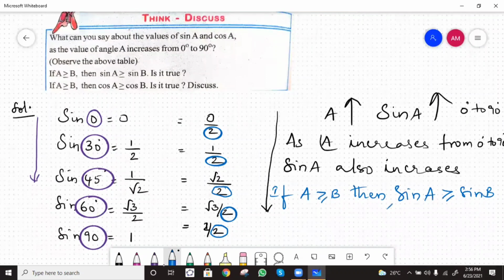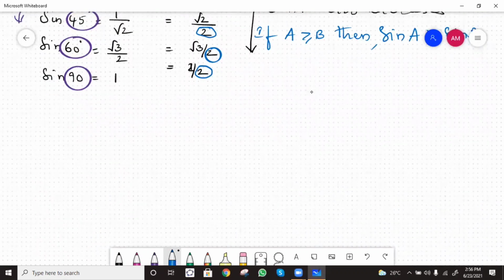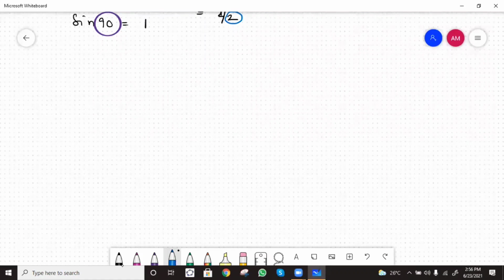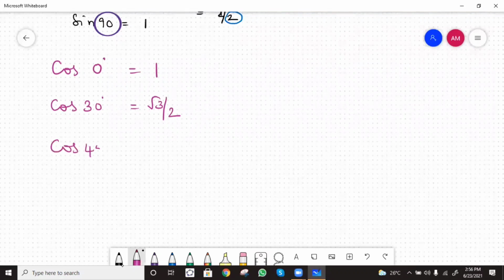This is true, isn't it? Is this clear to you? Yes. Let us check cos. In the same manner, let us see cos. What about cos 0? 1. Very good. What is cos 30? Root 3 by 2. What is cos 45 degrees? 1 by root 2. What is cos 60 degrees? 1 by 2. What is cos 90 degrees?